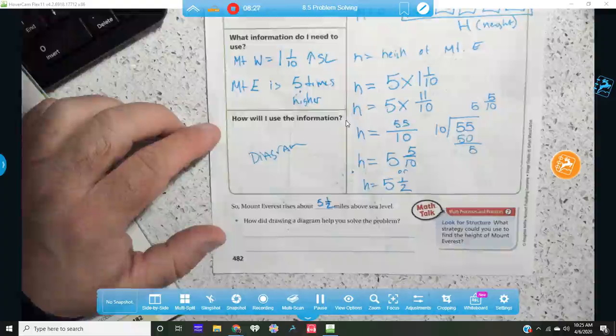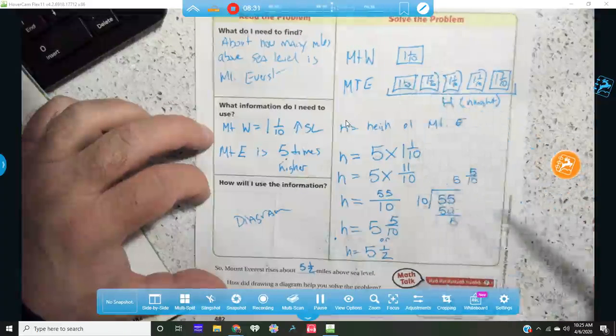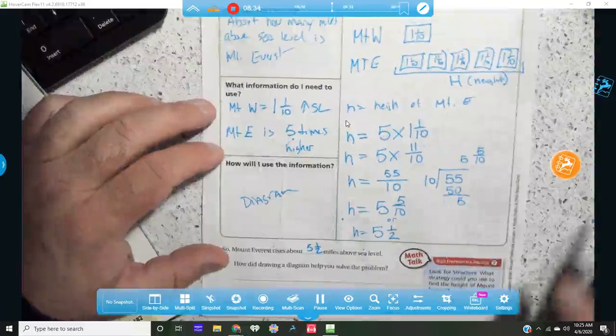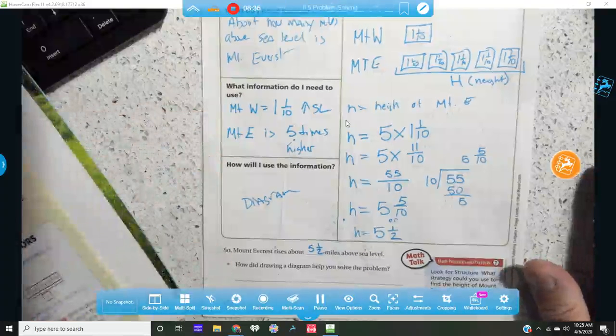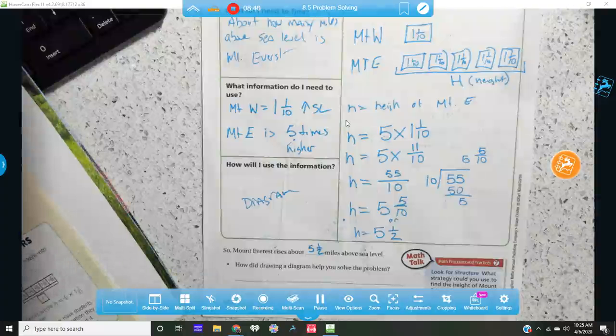How did drawing a diagram help you solve the problem? We can look at it right here. We can see exactly how many we need to do. So, we've got a little share and show for you guys to work on, and I'll be back this afternoon to have the answers for that.